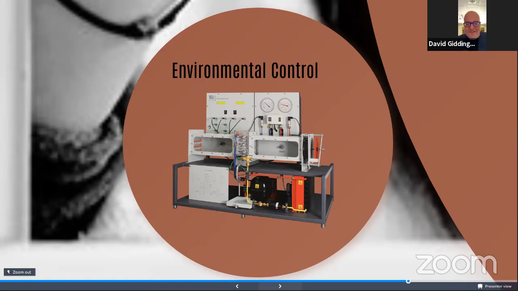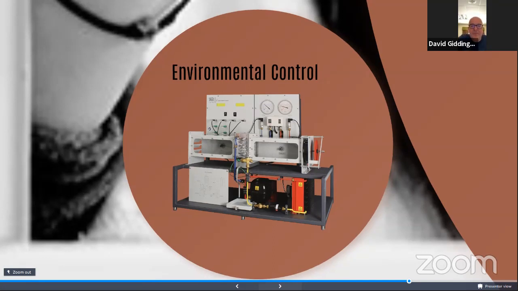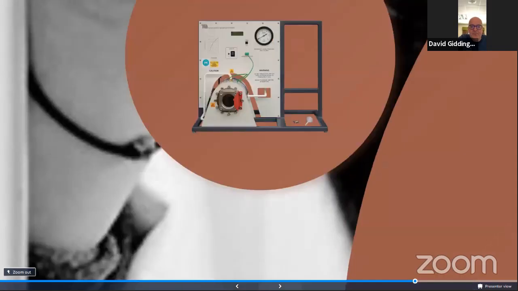I consider that done. So the environmental range offers teaching equipment covering fundamental theories associated with thermodynamics, fluid mechanics and heat transfer. So what does that mean? Cooling, refrigeration, humidity, and air conditioning. We cover that in the environmental control range.